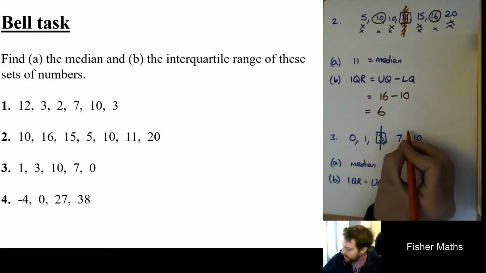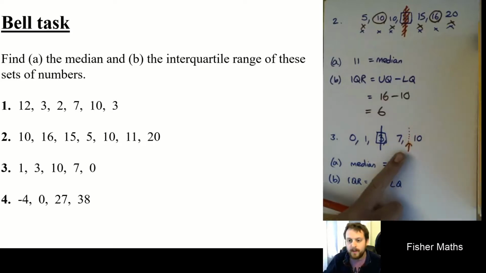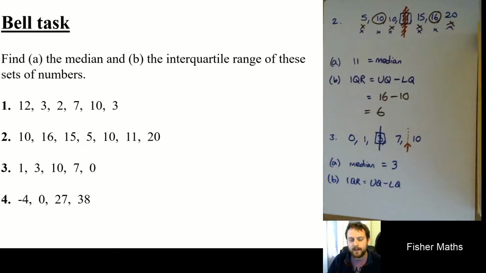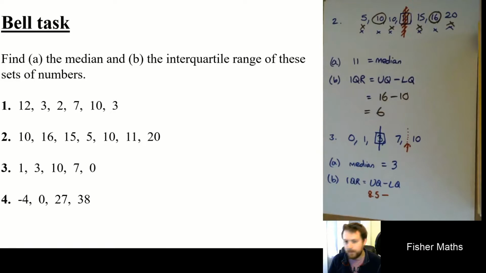So you have to go halfway between 7 and 10 for the upper quartile. So 7 add 10 is 17, and half of 17 is 8.5. So you've got 8.5 for your upper quartile.